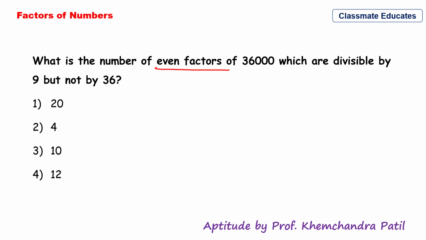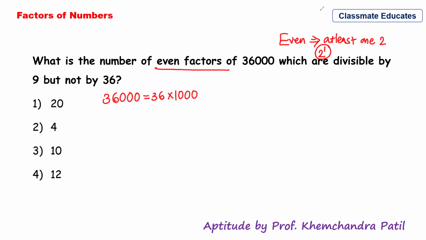If you want even factors, then there should be at least one 2 there. So the lowest power of 2 should be 1 when you are finding the even factors. So first of all, we will factorize this 36,000. I'm just writing this 36,000 as 36 multiplied by 1000.